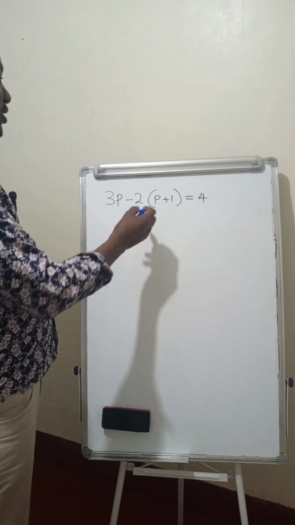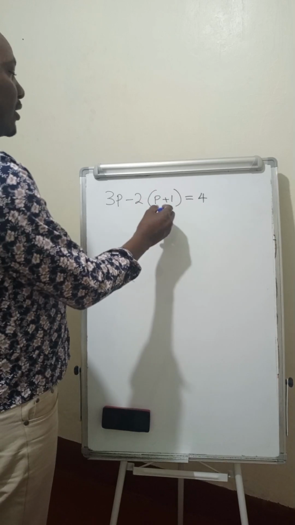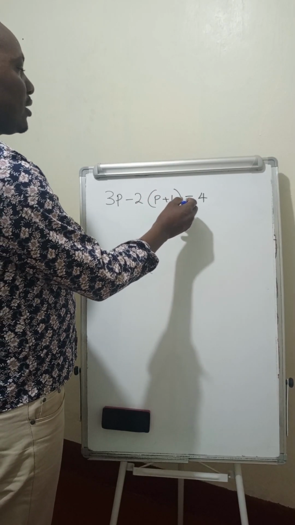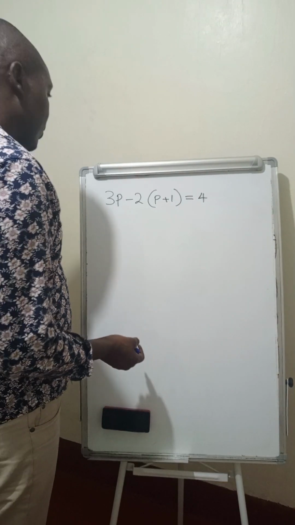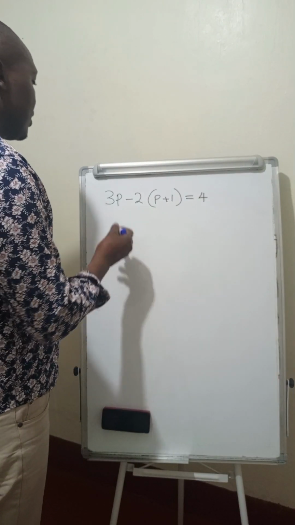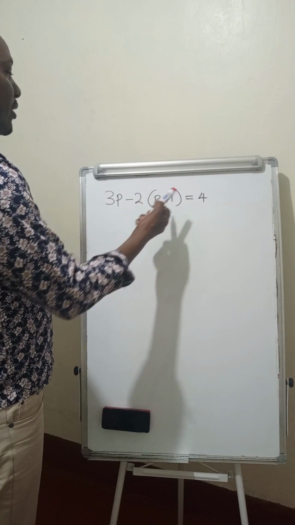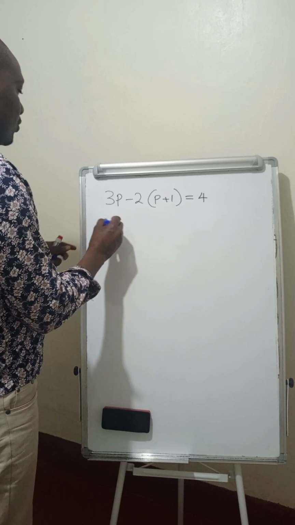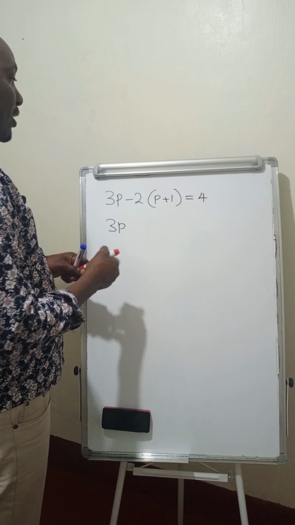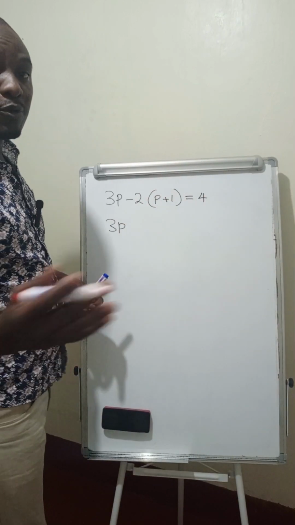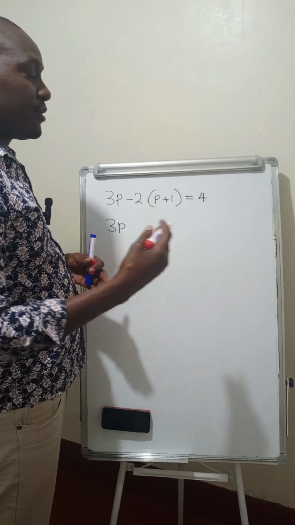Now, if you look at this question, we have 3p minus 2 in bracket, p plus 1, close the bracket, is equal to 4. We can start by working on the bracket. So this 3p will remain. Then we open this bracket here, because also in the knowledge of BODMAS that we've done, remember, we have to start with the bracket, B for bracket.